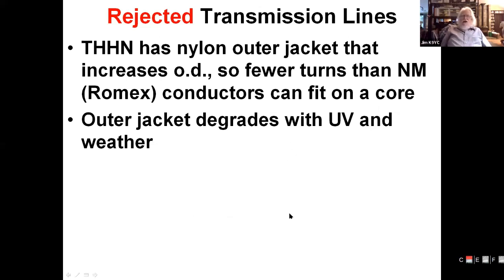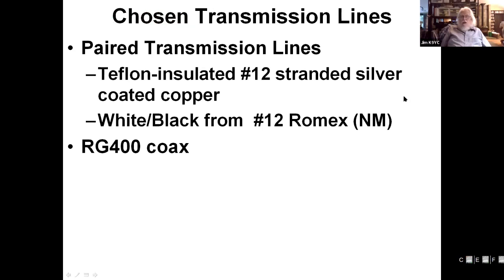We rejected THHN because it's got a nylon outer jacket that increases the OD a little bit. So with the NM, or the Romex conductors, we can get a few more turns on the cable. And the outer jacket of THHN degrades with UV, which is also a negative. So the chosen lines are Teflon insulated number 12, stranded silver coated copper, and the white black pair from number 12 Romex and RG 400.